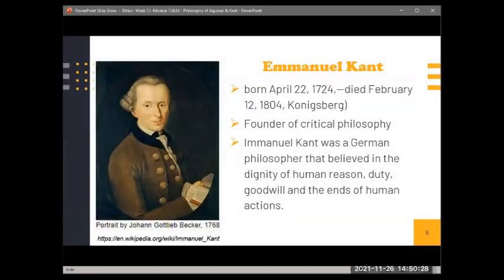But who was Immanuel Kant? Now, he was born April 22, 1724, and he died February 12, 1804 in Königsberg. He was known as the founder of critical philosophy, and Immanuel Kant was a German philosopher that believed in the dignity of human reason, duty, goodwill, and the ends of human actions.